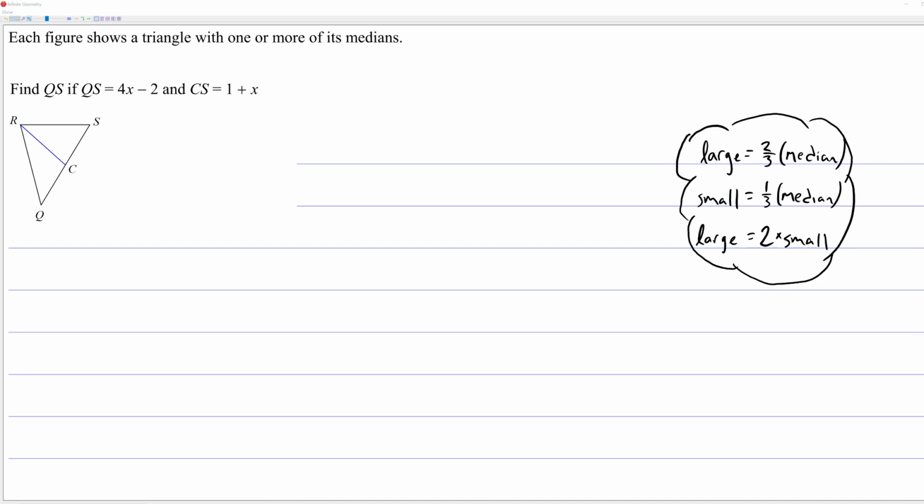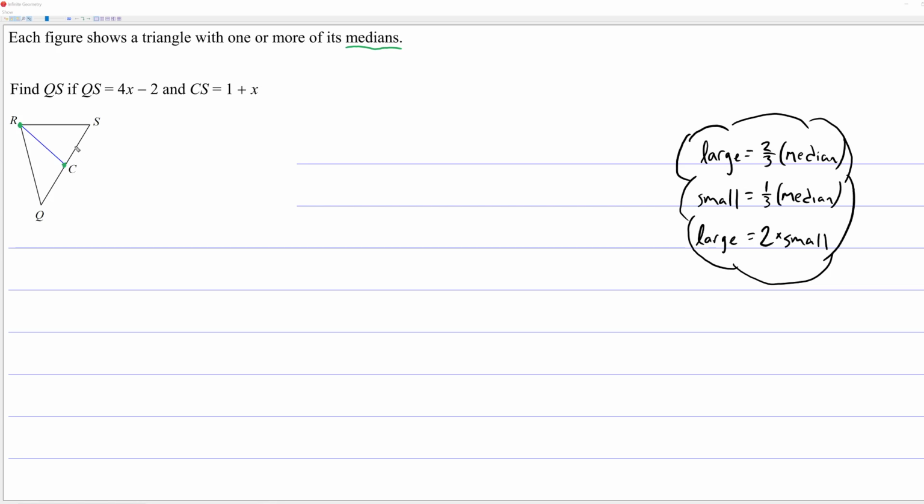Hi everybody. This video is all about medians and triangles. And with a lot of things in mathematics, the key is just knowing what this word means. A median is a segment that goes from the vertex of a triangle. So from here we're going from vertex R and we're connecting that to the midpoint of the opposite side.